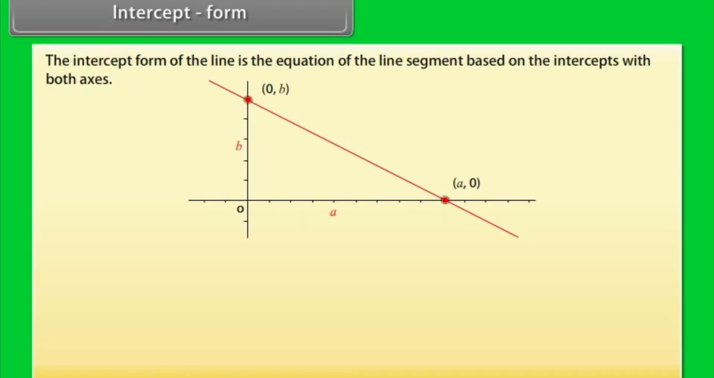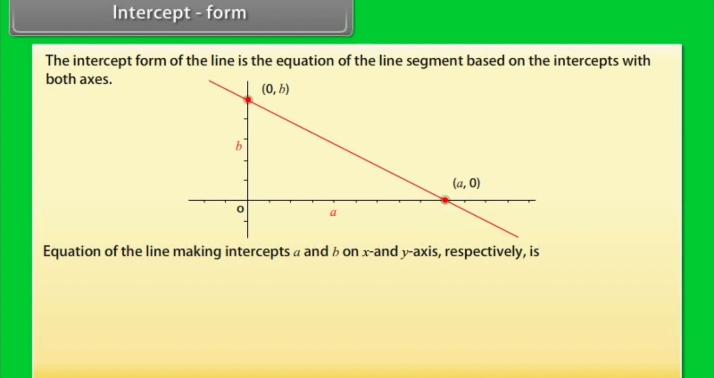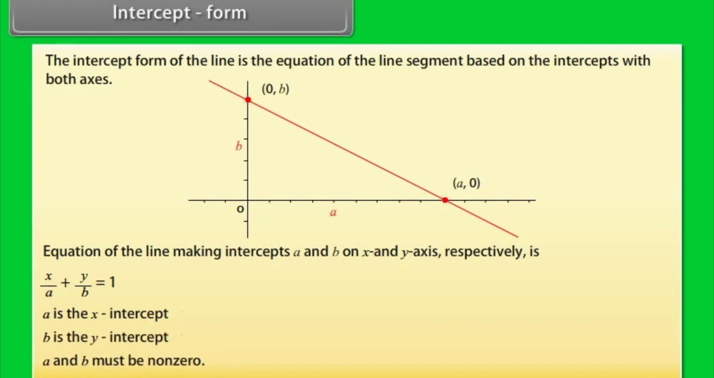Intercept form. The intercept form of the line is the equation of the line segment based on the intercepts with both axes. The equation of the line making intercepts a and b on the x and y axes respectively is x by a + y by b = 1. a is the x-intercept, b is the y-intercept. a and b must be non-zero.